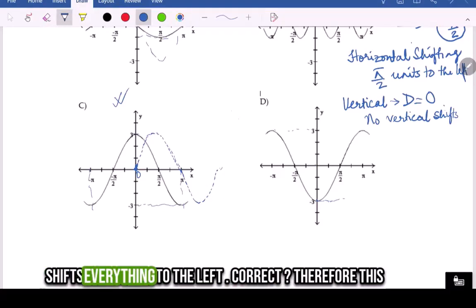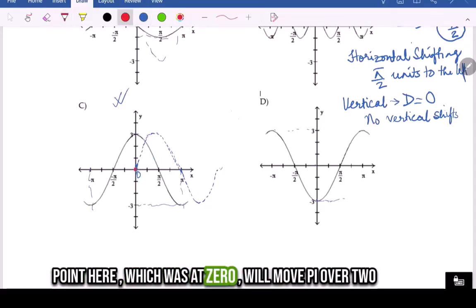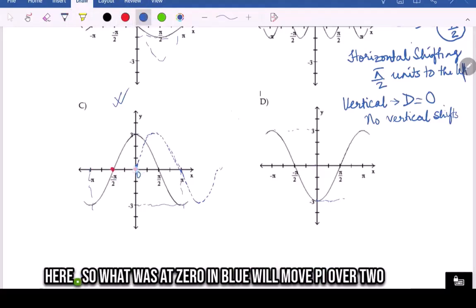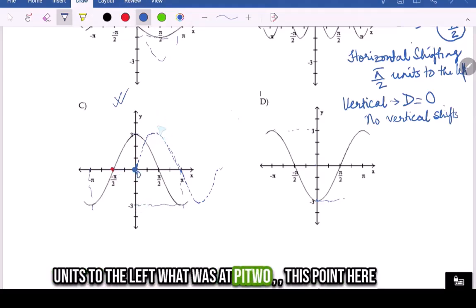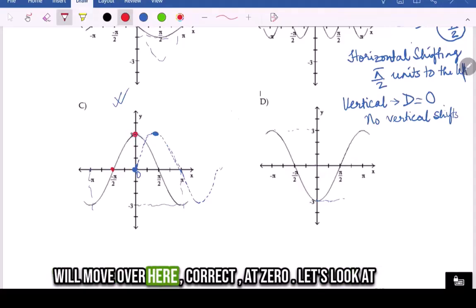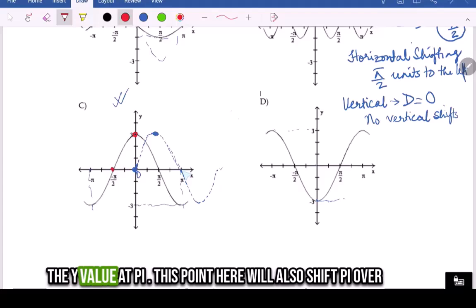It shifts everything to the left, correct? Therefore, this point here, which was at 0, will move pi over 2 units to the left, correct? It will now be located here. So what was at 0 in blue will move pi over 2 units to the left. What was at pi over 2, this point here, moves pi over 2 units to its left. So that means this point will move over here, correct? At 0.